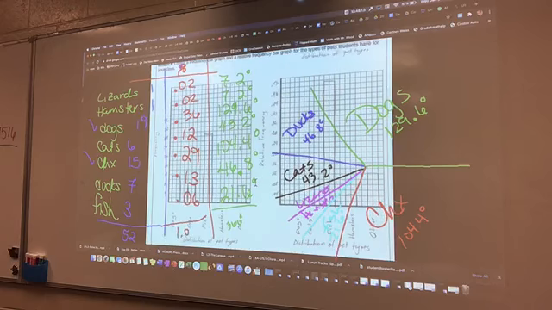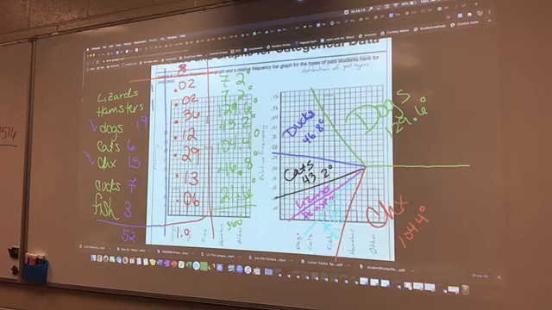Okay. Does that kind of help you understand what we're doing? So we have this Y part is going to be just the frequency. That's going to be your counts. And then this side is going to be the relative. That's your percentages. Okay? All right.